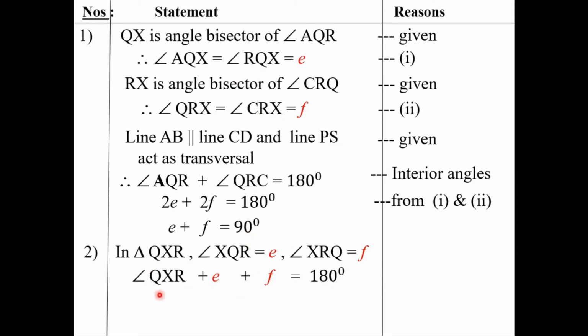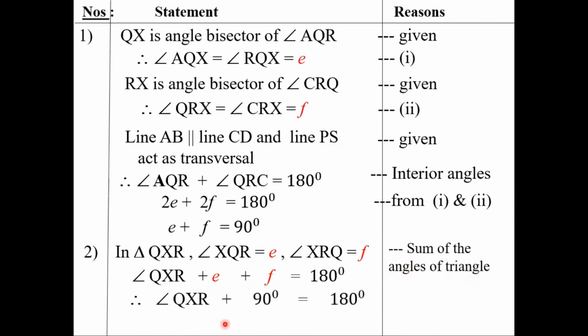So E plus F means 90. So I am writing angle QXR plus 90 degree is equal to 180 degree. Reason: sum of the angles of a triangle. Therefore, angle QXR plus 90 degree is equal to 180 degree. Shifting this 90 to that side, 180 minus 90, and you get QXR is equal to 90 degree, because it is nothing but 180 minus 90, and that becomes 90 degree. In this way, we are able to get one angle, QXR, as 90 degree.